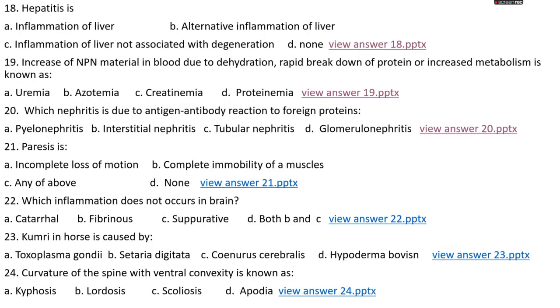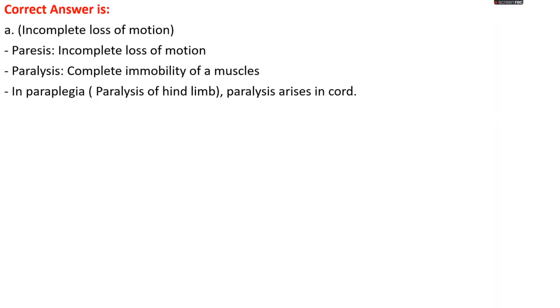Question number 21. Paresis is: option A, incomplete loss of motion; option B, complete immobility of muscles; option C, any of the above; option D, none. The right answer is that paresis is incomplete loss of motion, while paralysis is complete immobility of muscles, while paraplegia, which is paralysis of only the hind limbs, arises mainly in the cord, that is the medullary cord.